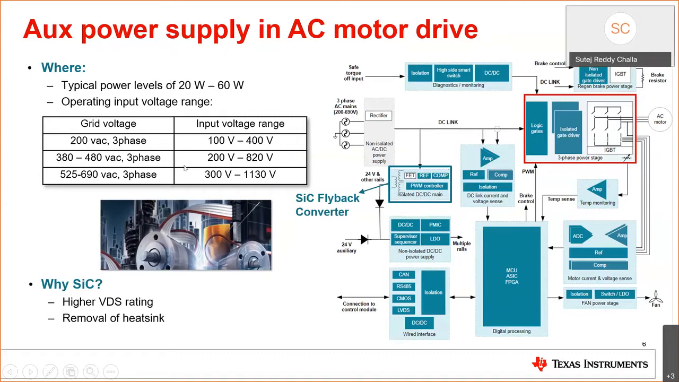And typically for a polyphase or a three-phase AC system, the input voltage range can be very wide, from 300 volt to 1100 volt. So in order to accommodate such high DC bus voltage ratings, a silicon carbide based flyback converter is being employed. Another requirement of this SiC based flyback converter in this application is the removal of heatsink, which would minimize the space required for this bias power supply or aux power supply in this system. The typical power levels are 20 watt to 60 watt.